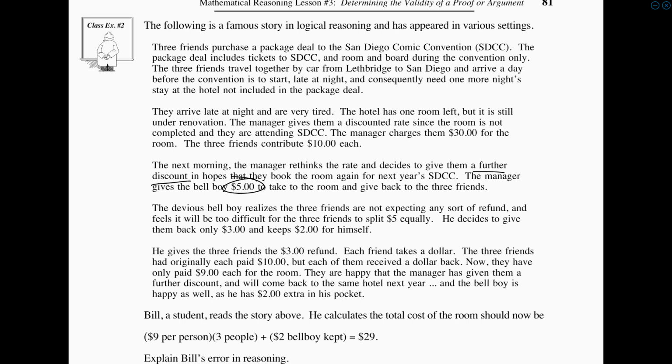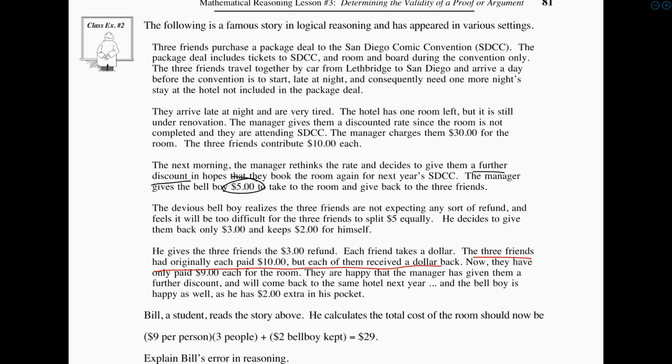So they paid $30, $10 each. The bellboy brings $5 back. This devious bellboy realizes the 3 friends are not expecting any kind of refund. It will be too difficult for the 3 friends to split $5 evenly. 1.6 each, you're going to think, yeah, good luck. He decides simply to give back $3 and keeps $2 for himself, right? So he gives the 3 friends the $3 refund. Each of them gets $1. They had originally paid $10, but each of them received $1 back.